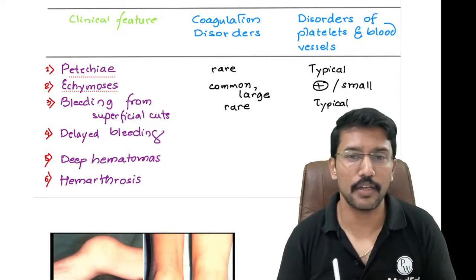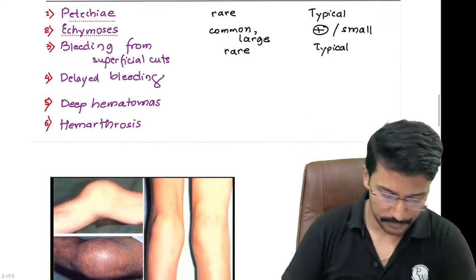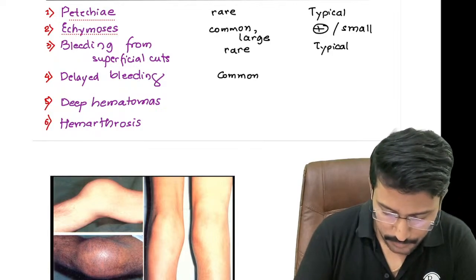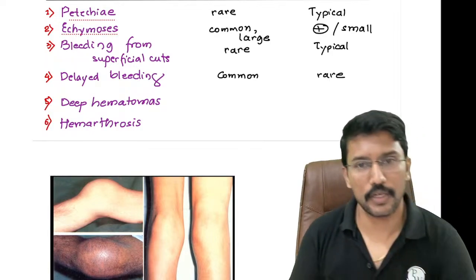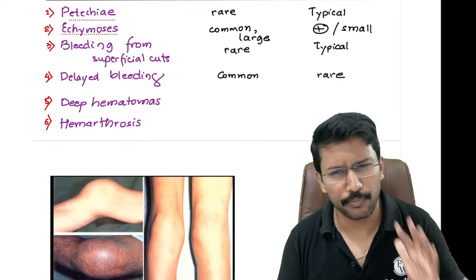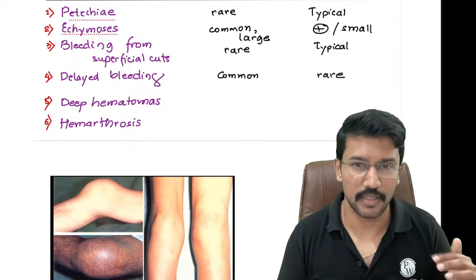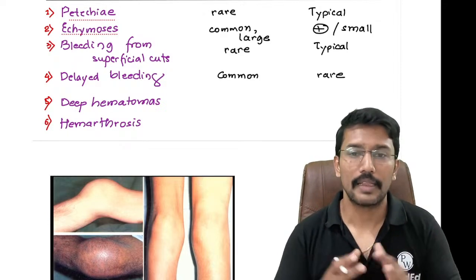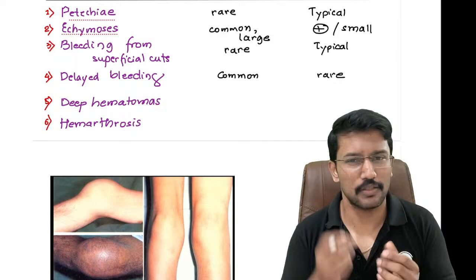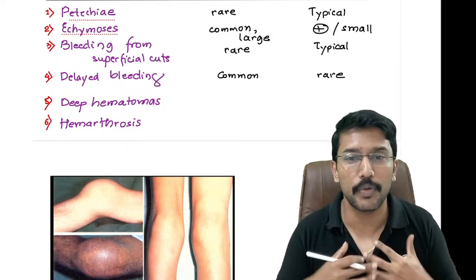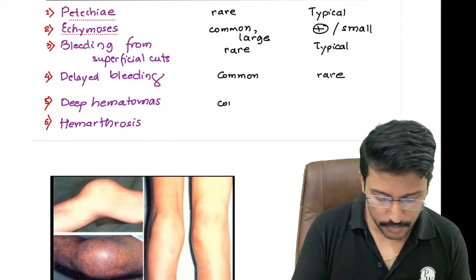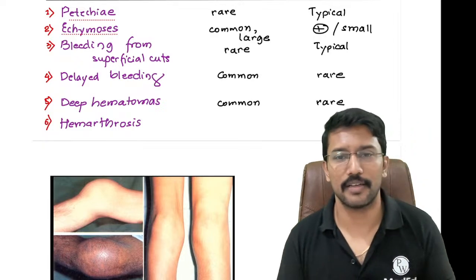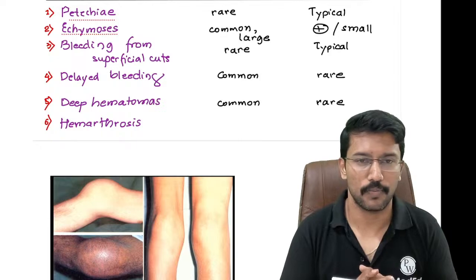So delayed bleeding indicates that you have defects in the coagulation cascade. Delayed bleeding is common when you have a coagulation disorder. It is not typically seen when you have a platelet disorder. With a platelet disorder, you will start bleeding immediately after the trauma. Then deep-seated hematomas, meaning not bleeding into the skin but into deeper structures, are very common in coagulation cascade disorders. They are rare in patients with platelet disorders, who mostly bleed superficially.